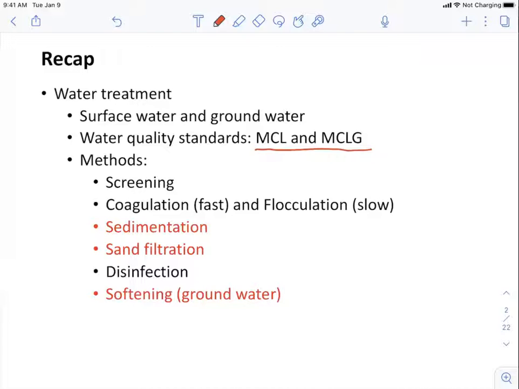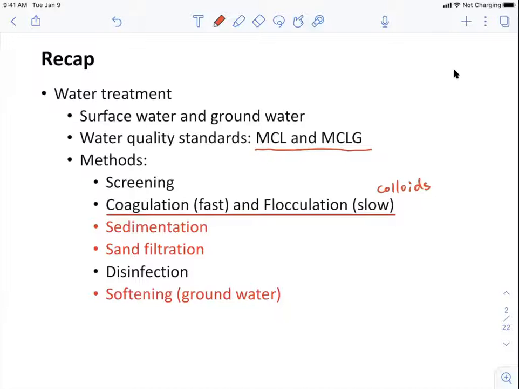Screening is quite easy to achieve. We just add mesh to remove the larger chunks of pollutants in the water, right? We specifically talked about coagulation and flocculation. Coagulation and flocculation are mainly used for removing colloids, right? Colloids are just like milk. These are suspended particles that are very small, so they cannot settle down.